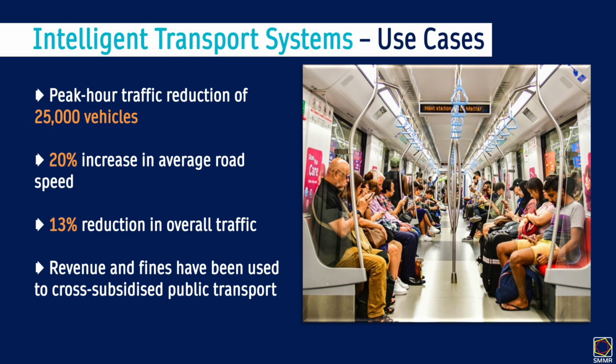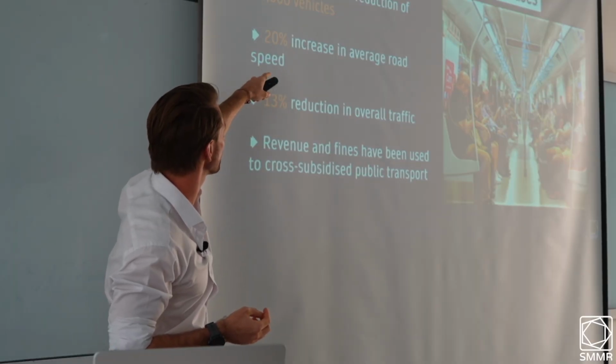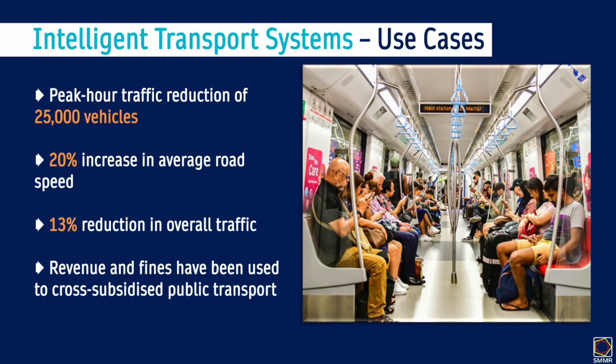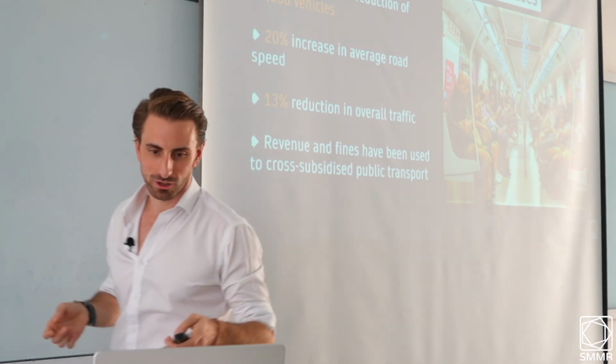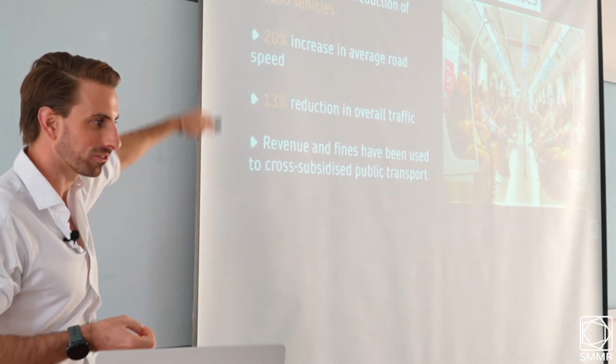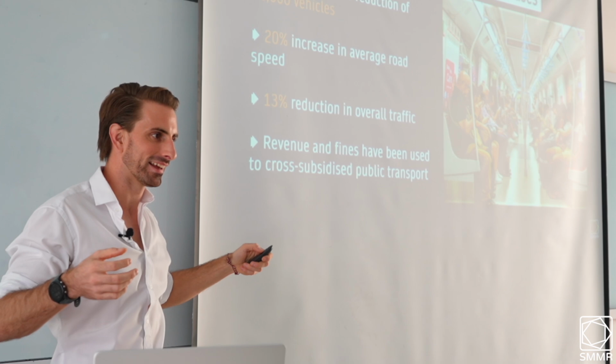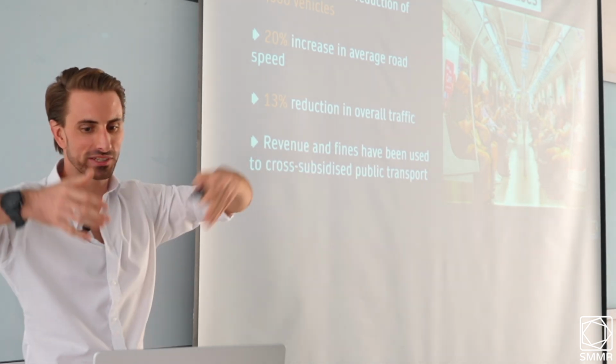Using this ITS, I don't have a year here. I should see if I can find the year, but they reduced peak hour traffic by 25,000 vehicles. By also reducing the number of vehicles through pricing, they increased average speeds by 20%. There was a 13% reduction in overall traffic. And I tend to like this solution if and only if the money generated is used to finance high quality public transport. So these are all different kinds of ITS, and all the data generated has to come together somewhere.